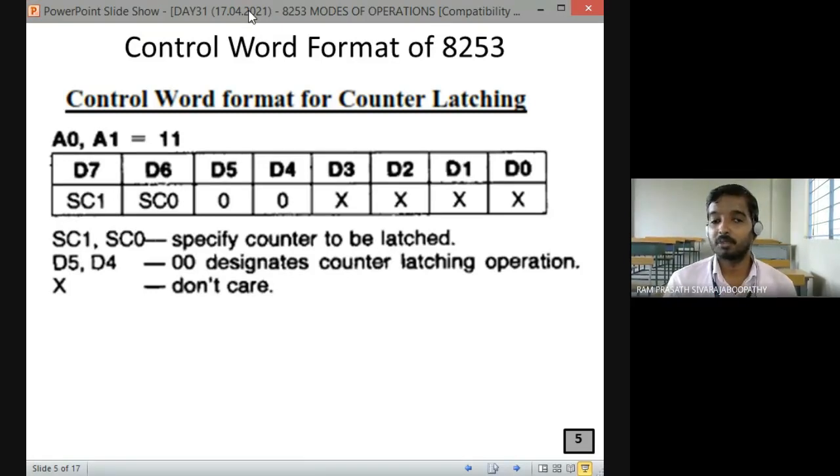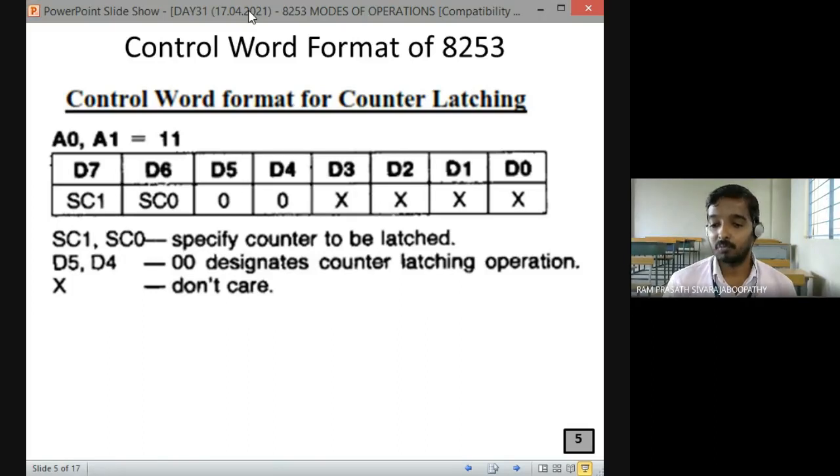What about the other method? Without stopping the counter operation, instead of stopping the counter, I am going to latch the counter value and store it in some other register. The command we issue for that is called the counter latching command. So once I give this command, what does it mean?